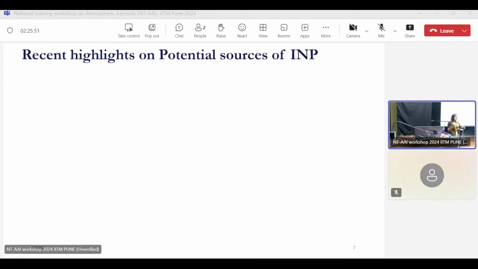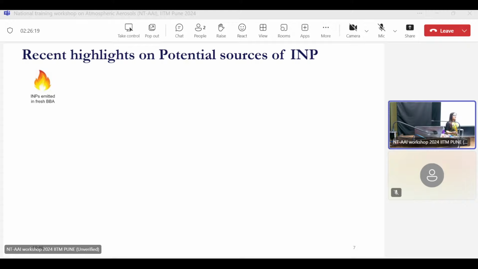As I shared with you, initially we started with cloud seeding, then we realized the importance of INP in cloud microphysical properties. And recently, if you are focusing on any problem in your PhD, if you're doing chemical characterization or biological work, you must explore the INP potential of your samples. Why? Because the recent highlights and potential sources of INP are very, very interesting. I'm putting here a few.